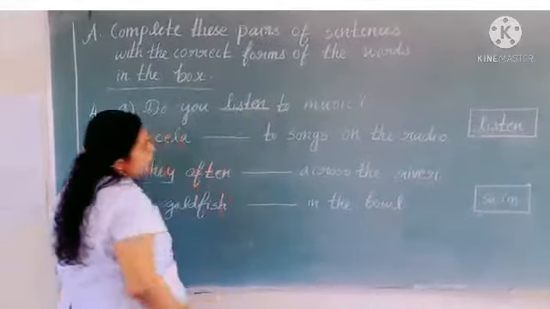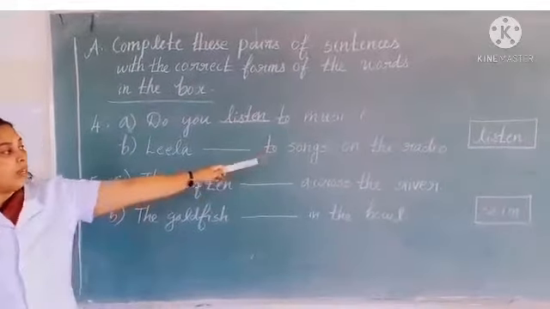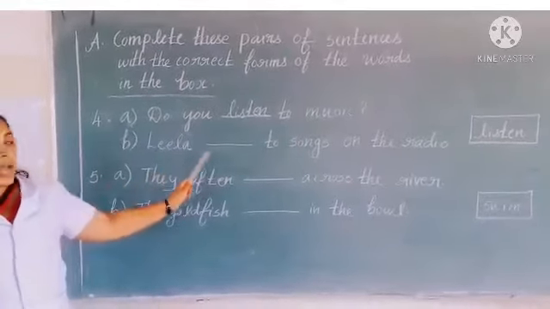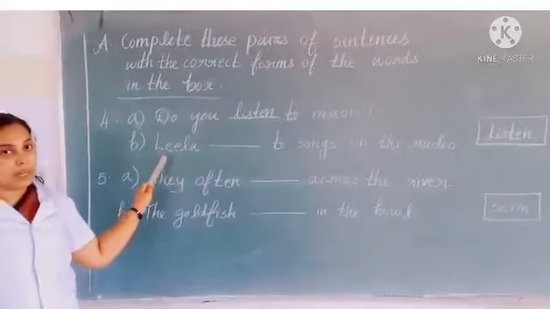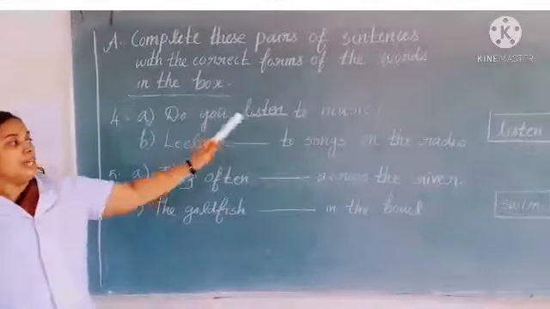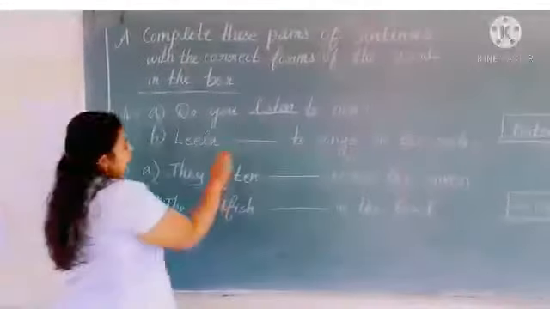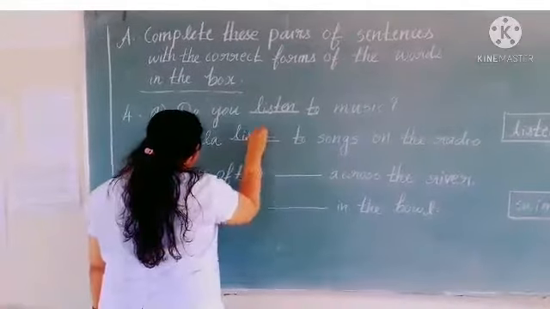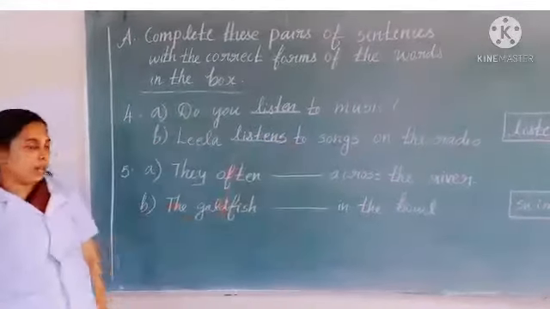Do you listen to music? B, Leela dash to songs on the radio. Here the noun is Leela, one girl. So in such cases we can add s with the verb. So we can write here listens. Leela listens to songs on the radio.